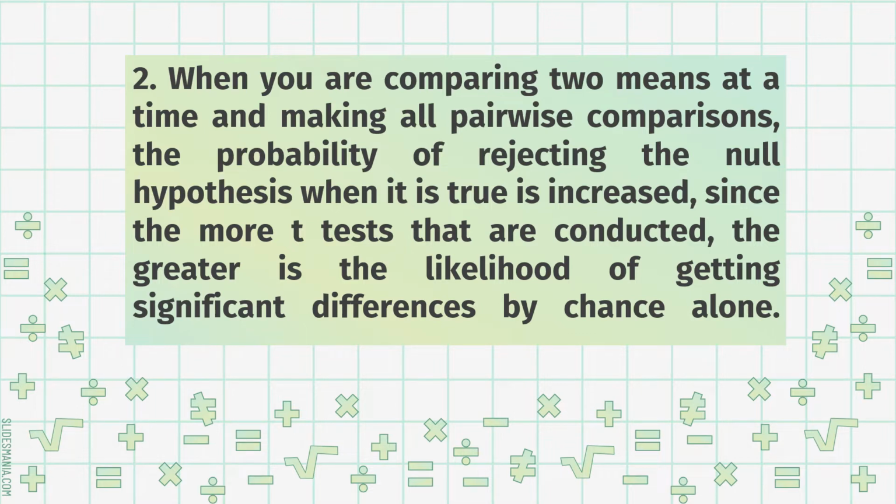So, pag nagko-compare ka daw ng dalawang means lang, mas mataas yung probability na i-reject mo yung null hypothesis. Ano ba yung null hypothesis natin? Diba, all means are equal. So, pag ni-reject yung null hypothesis, ibig sabihin, hindi equal yung mga mean. Dahil pag mas maraming t-test daw ang gagamitin, mas malaki din yung chance na magkakaroon ng significant differences sa mga means.